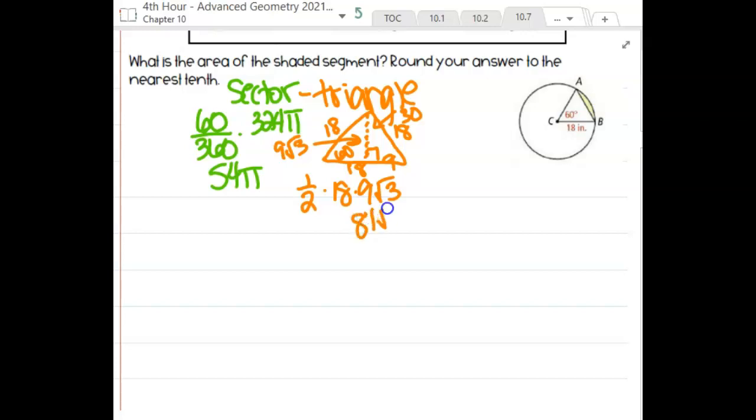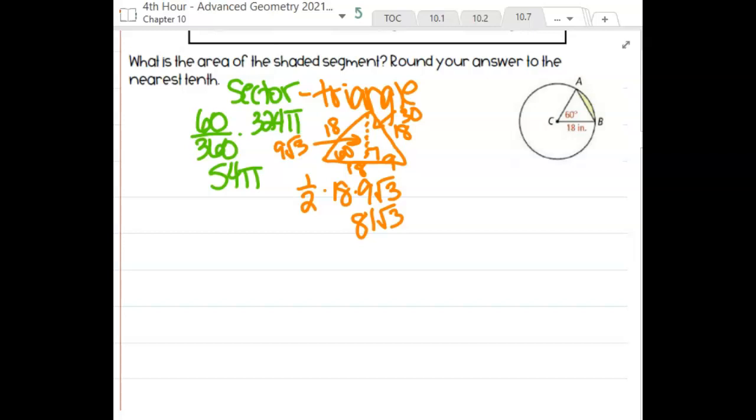9 times 9 is 81, so the area of my triangle is going to be 81 square roots of 3. Now this is where I think you're going to find it helpful that we came up with the game plan in advance, because we went through all of that work but we don't even have our answer yet. So instead of having to go back through and remind ourselves how we're going to get our answer, we just go back to our game plan.